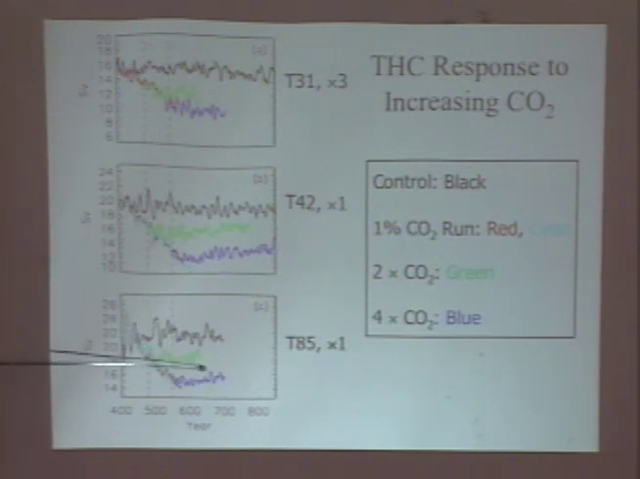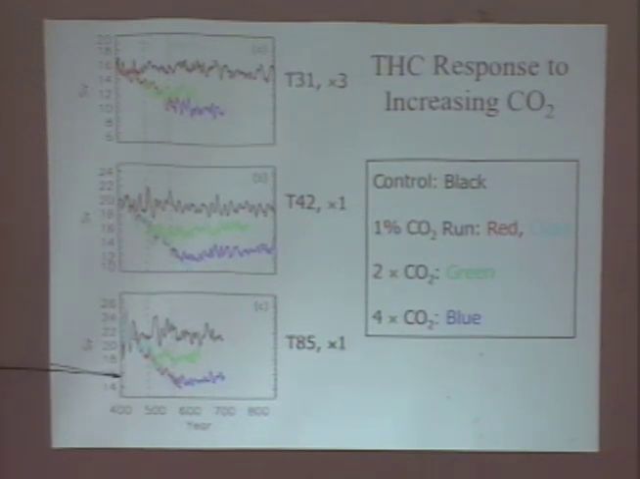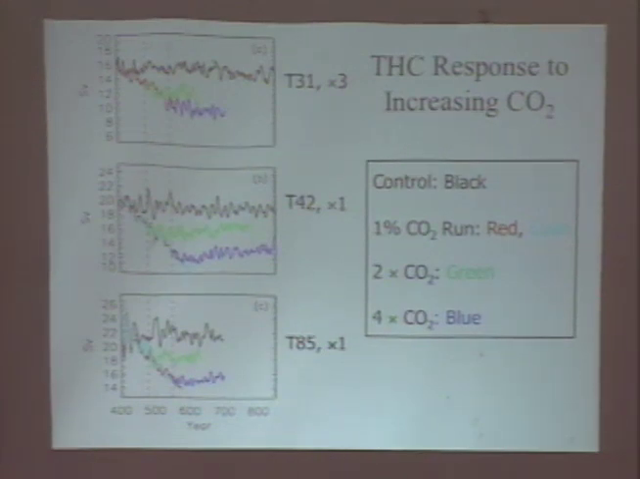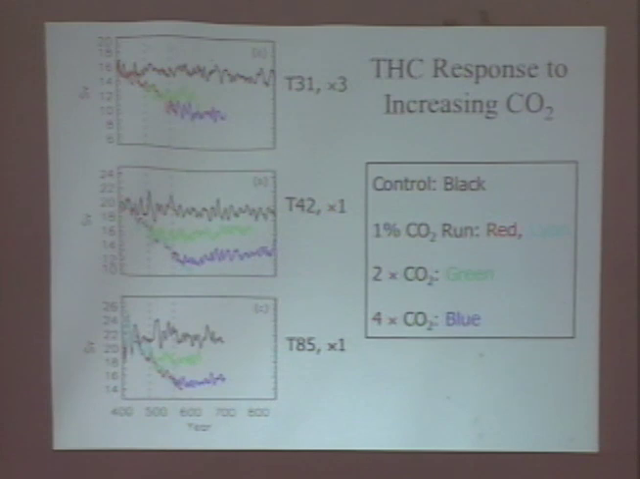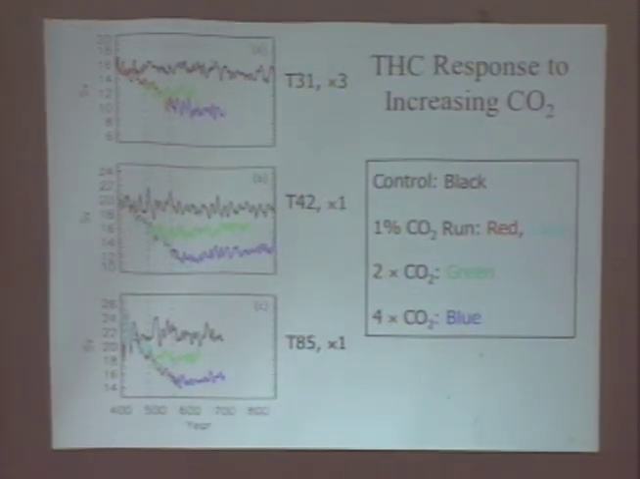But for a 4 times CO2 world, you've gone in this one from about 23 down to about 15 or 16, and then it starts to recover. So it's gone down by about a third. Now, in my definition, that is not a collapse.